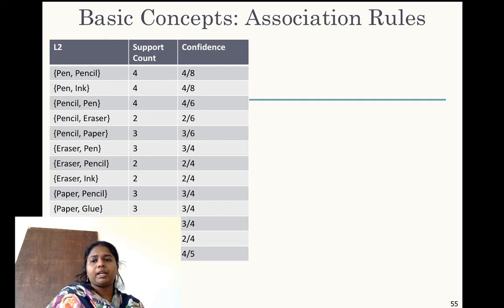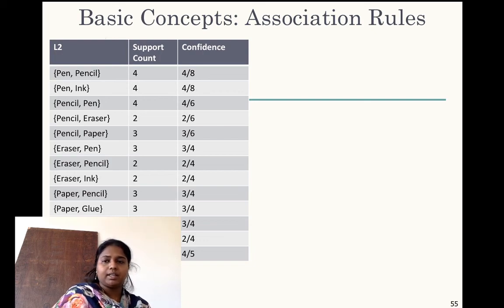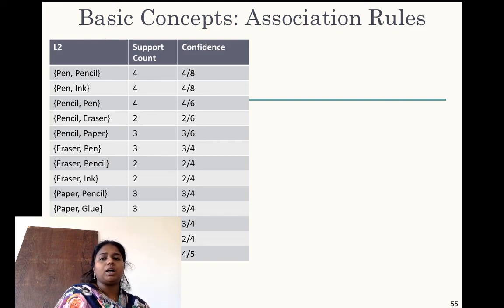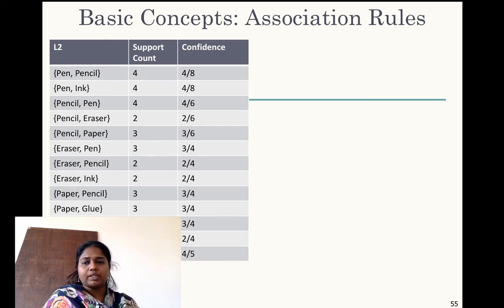So whichever has got pen as predecessor, I can combine those two. I have got pen-pencil and pen-ink combinations, in both of which I see pen as the predecessor. So I can form an L3 item set with pen as predecessor and pencil and ink as consequent. And I have got 3 transactions with pencil as predecessor. So I can form a combination in which pencil is the predecessor and 2 of the others are consequents. So I can form L3 as pencil as predecessor, pen and eraser as consequent.